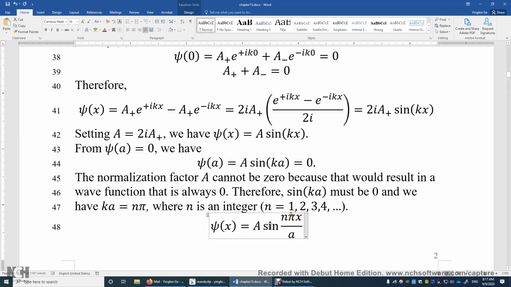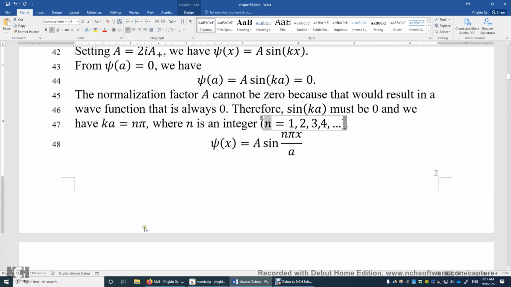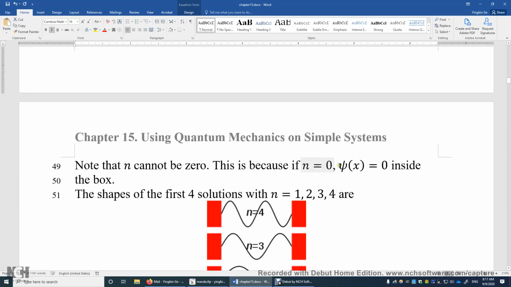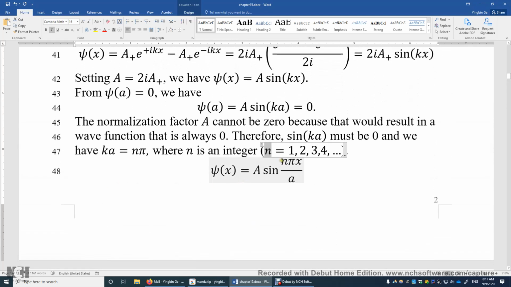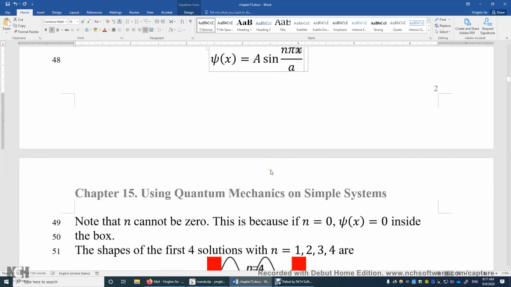But wait, can this n be 0? The answer is no. If n is 0, then psi is 0 everywhere inside the box. So again, if n is 0, you have sine 0. When you have sine 0, no matter what the value of x is, sine n pi x over A is always 0 if n is 0, right? So that means there's no particle in the box. Okay? So n has to be a positive integer.